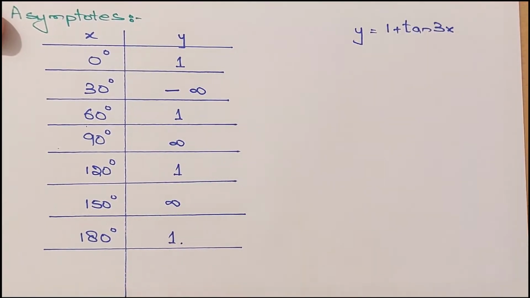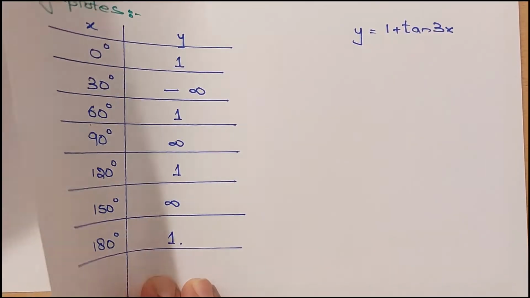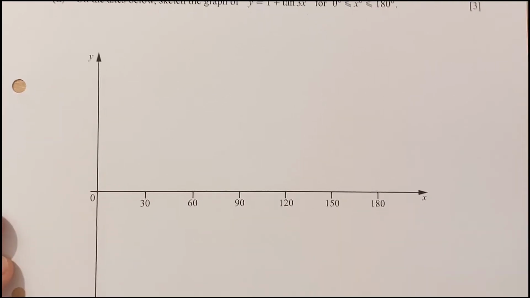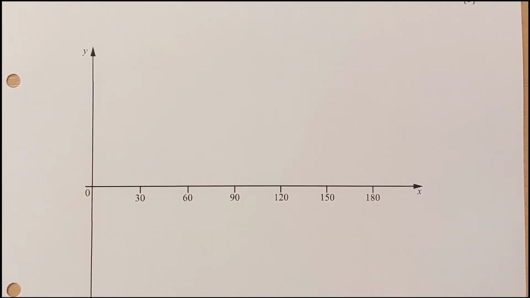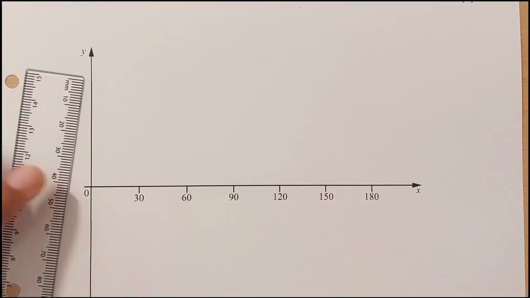Now let me draw the asymptotes and the x and y-intercepts on the grid. So let me label the y-axis first.